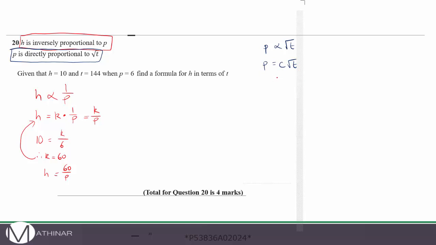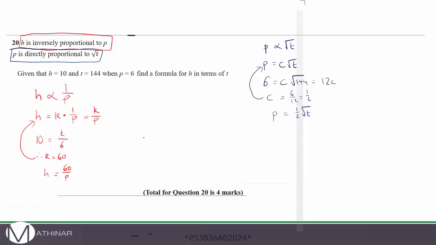Then we substitute in our values. So p is 6. So 6 is equal to c times the square root of t, which is 144. Square root of 144 is 12, so that's 12c. So 6 equals 12c, so c is equal to 6 divided by 12, which is a half. Substitute that back into there. We get the equation p is equal to half square root of t.